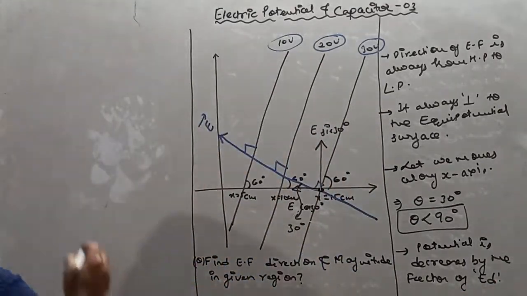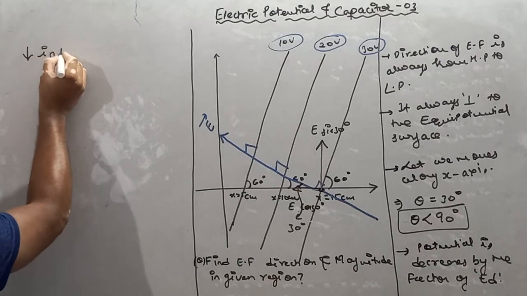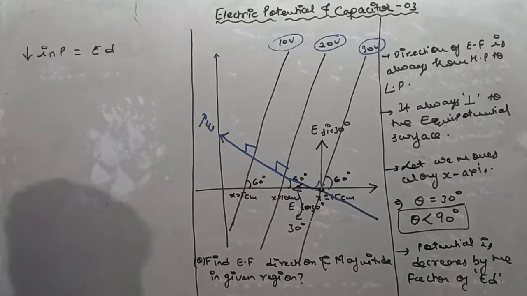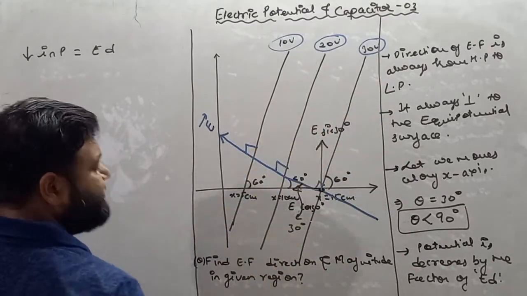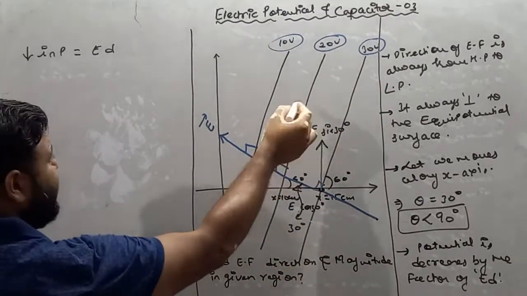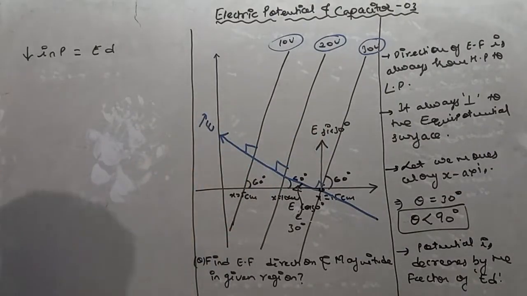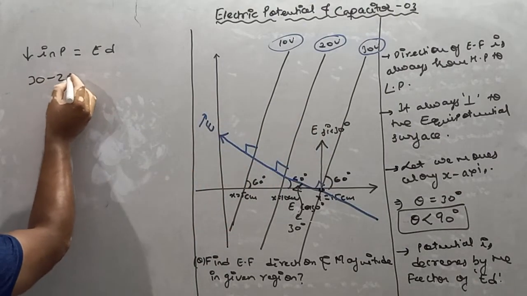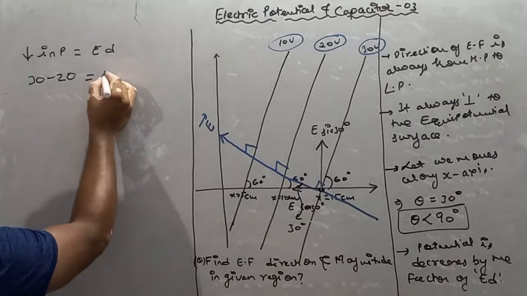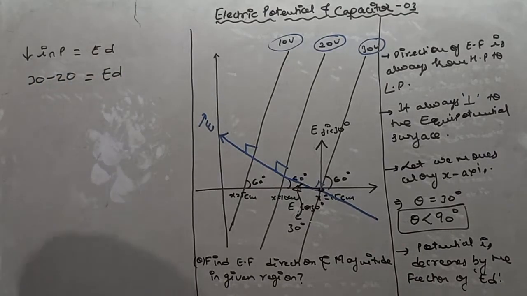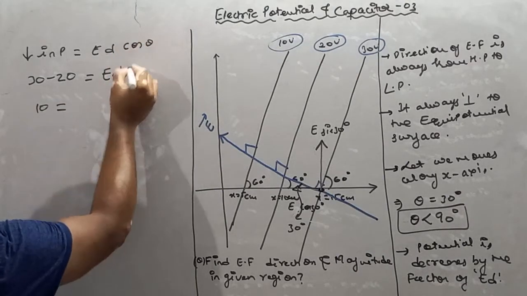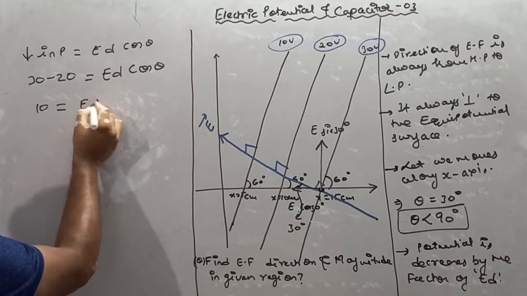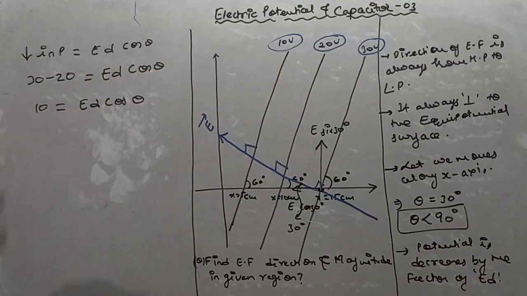So the decrease in potential must be E d. See, this surface carries potential 30 volt, this surface carries potential 20 volt. So we'll say the change in potential, or the decrease in potential, is 30 minus 20, which is equal to E, and along with E we have to write d. So 30 minus 10, that is 10, is equal to E d cos theta. So it is E d cos theta, and we know that potential decreases by the factor E d.